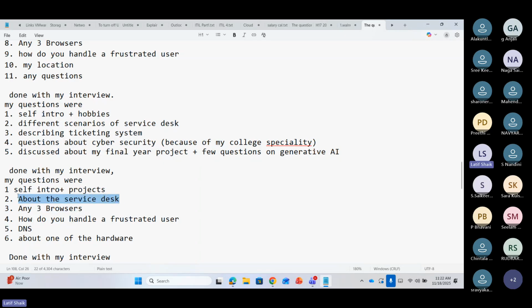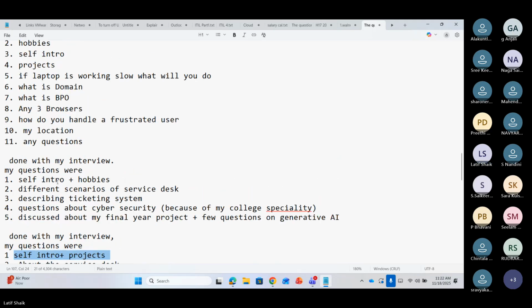About the service desk: self-introduction and project, hobbies, different scenarios of the service desk. We have seen different kinds of examples in service desk management. Try to explain how you handle network-related issues, or maybe virtualization-related or cloud-related issues, giving some examples.